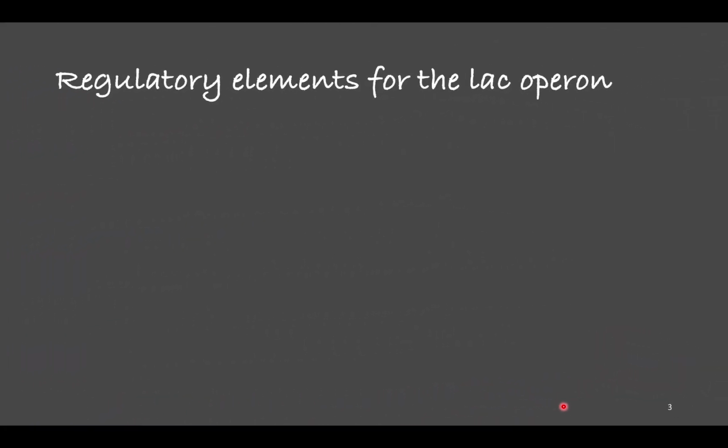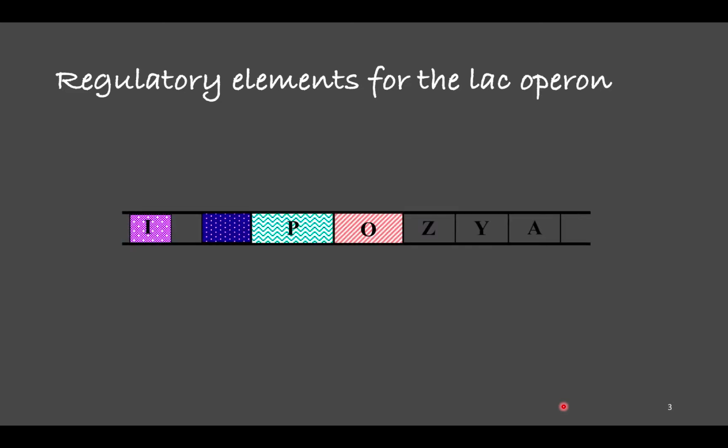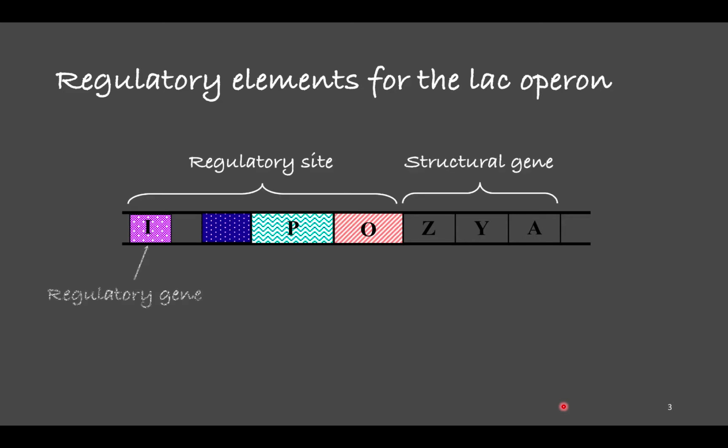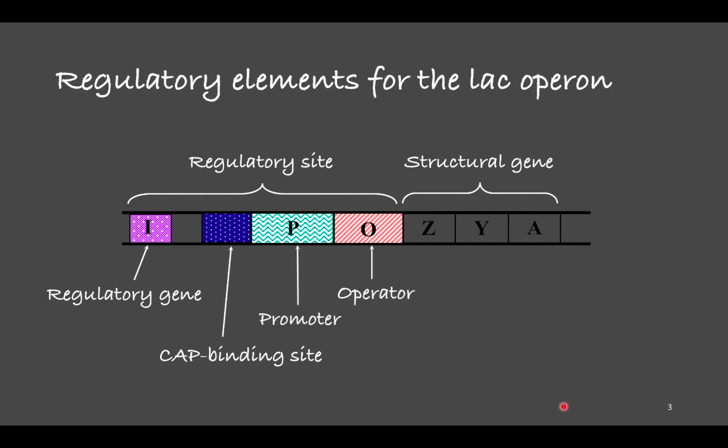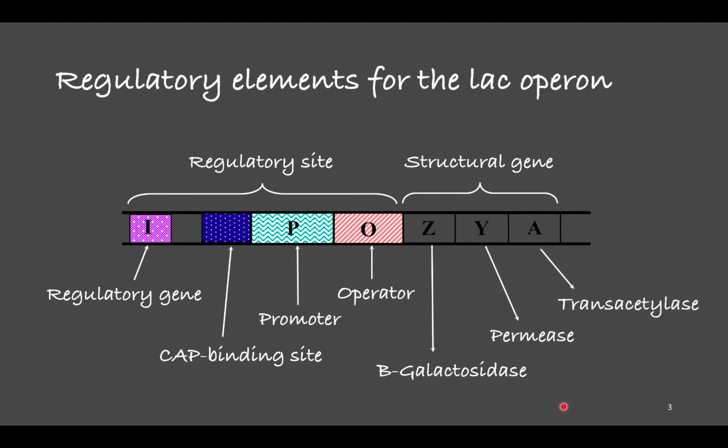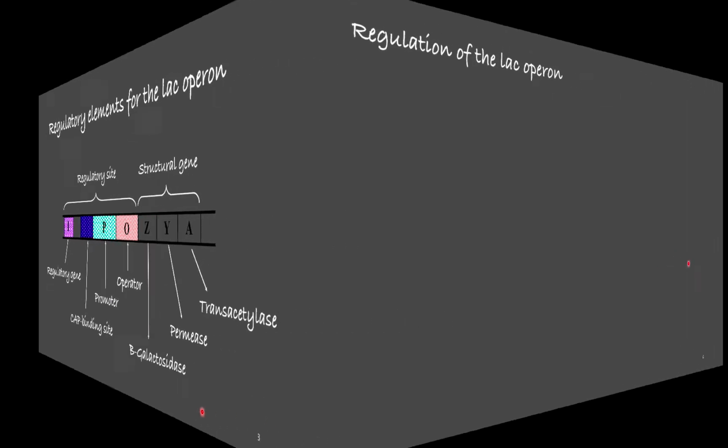Here's the introduction of the Lac operon. This is the regulatory element for the Lac operon. There are two kinds of components. There's the regulatory site, which contains the regulatory gene lacI, the CAP binding site, the promoter lacP, and the operator lacO. Also, structural genes lacZ, lacY, and lacA, which encode beta-galactosidase, galactoside permease, and galactoside transacetylase.